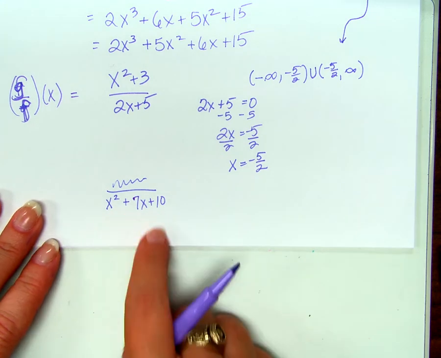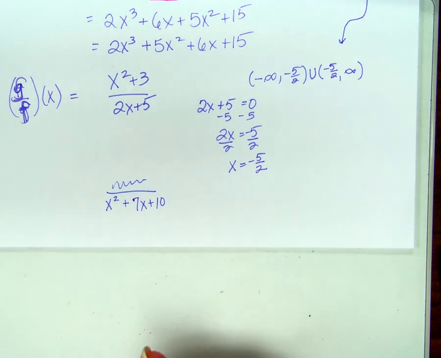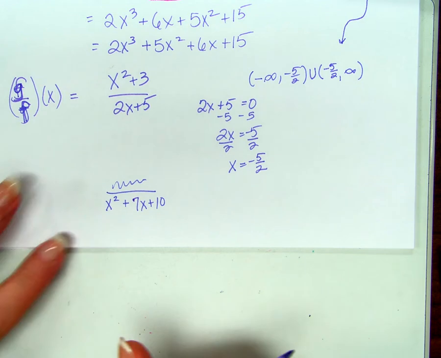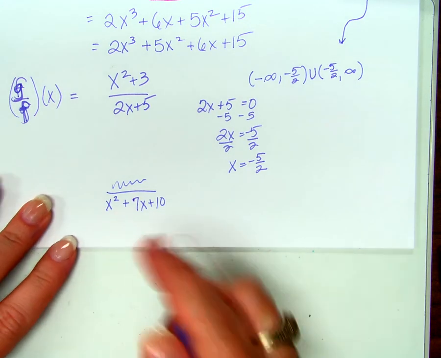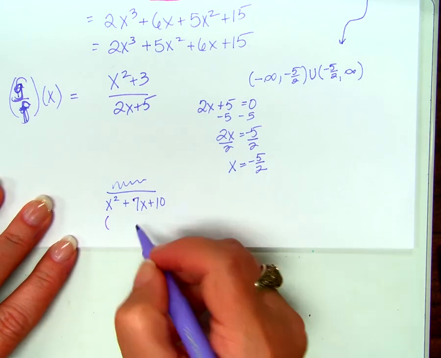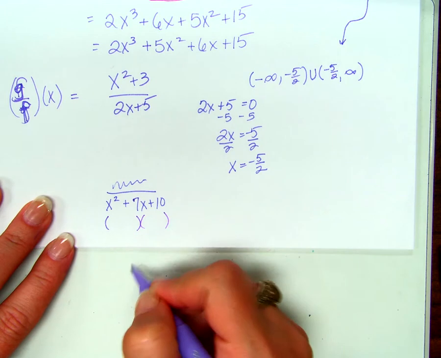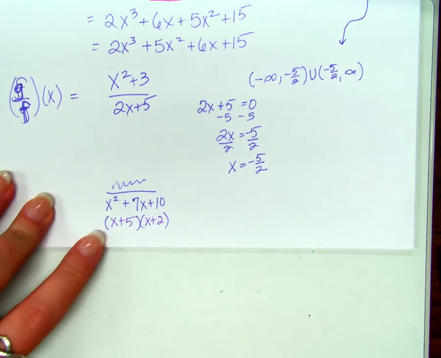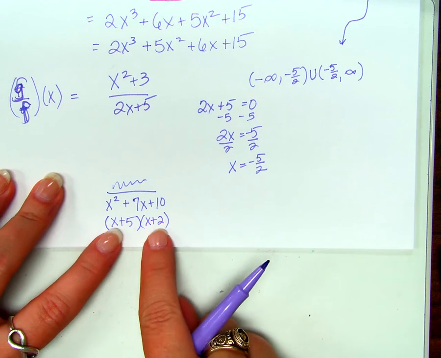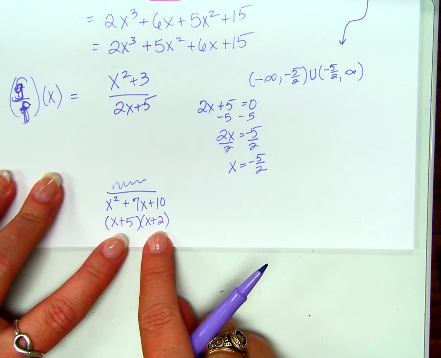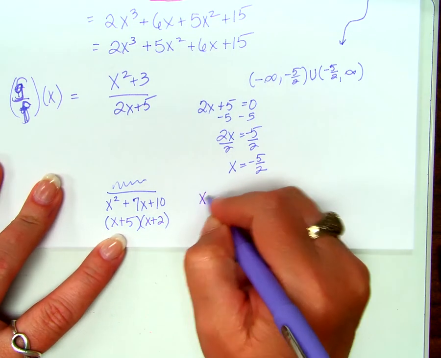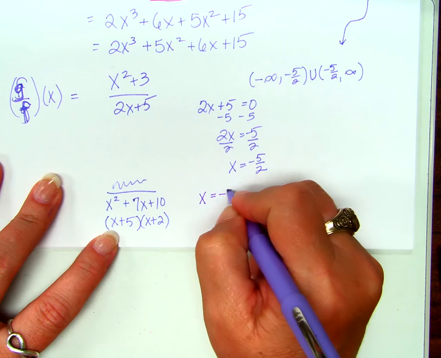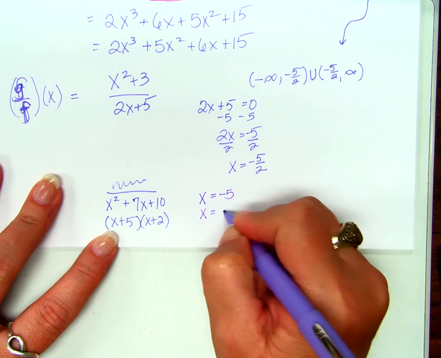What would we do with this denominator? We'd factor it, right? My second favorite F word. What are the factors of this trinomial? 5 and 2. So x plus 5 and x plus 2. Neither one of those can be 0, right? What would make it 0? Negative 5 and negative 2.